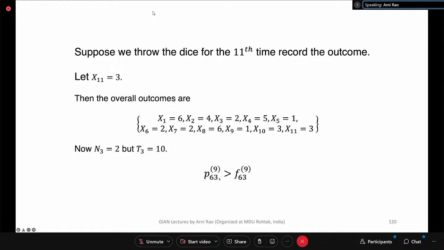That's why P639 is greater than F639. We have probability P63, probability from 6 to 3, reaching 3 in the 9th time step, which is greater than F639. We have F63 as first time reaching in the 9th time step.